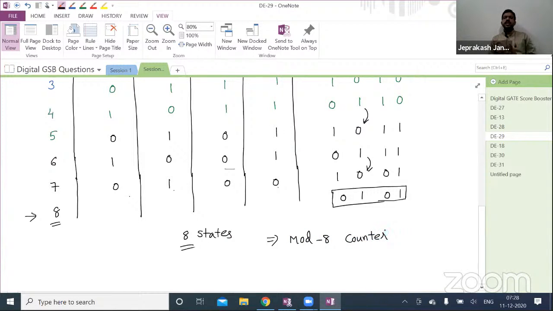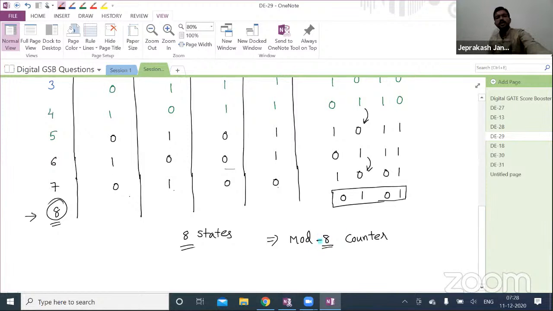Whatever the counter you're having, whatever the initial state is, in order to bring the counter to the same state, how many clock pulses you have to apply, or how many unique or different states the particular counter is repeating, with respect to that you will get the mod number. So that means the given circuit is a mod 8 counter.